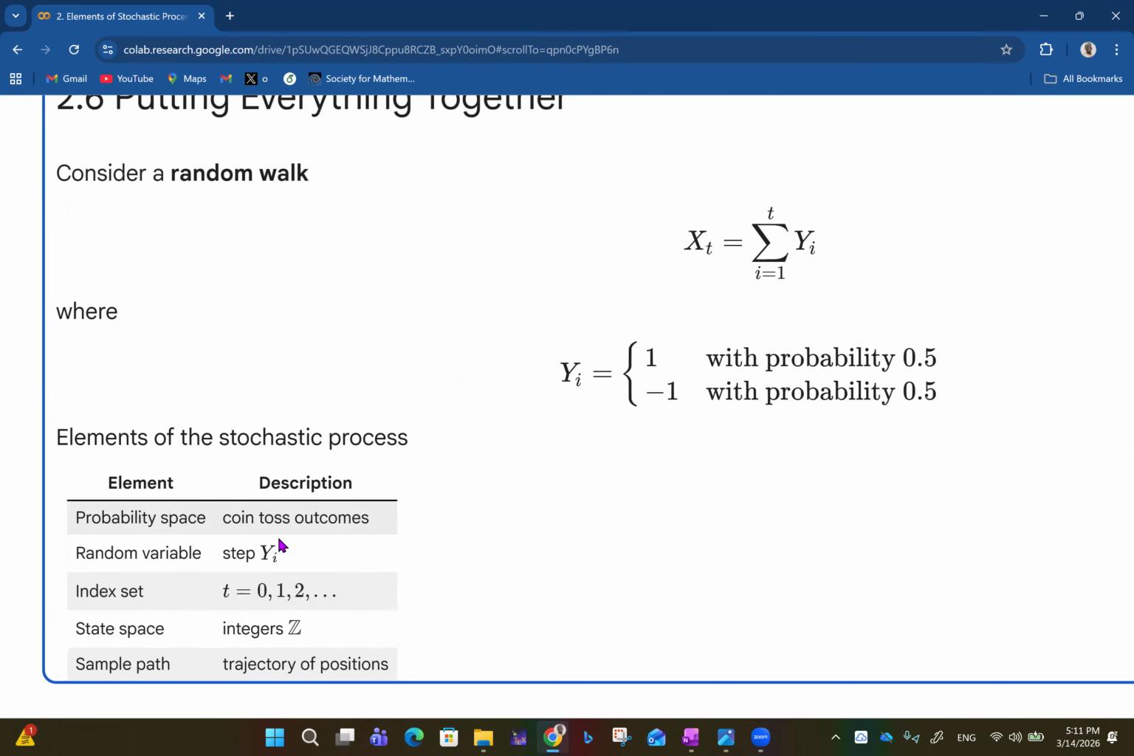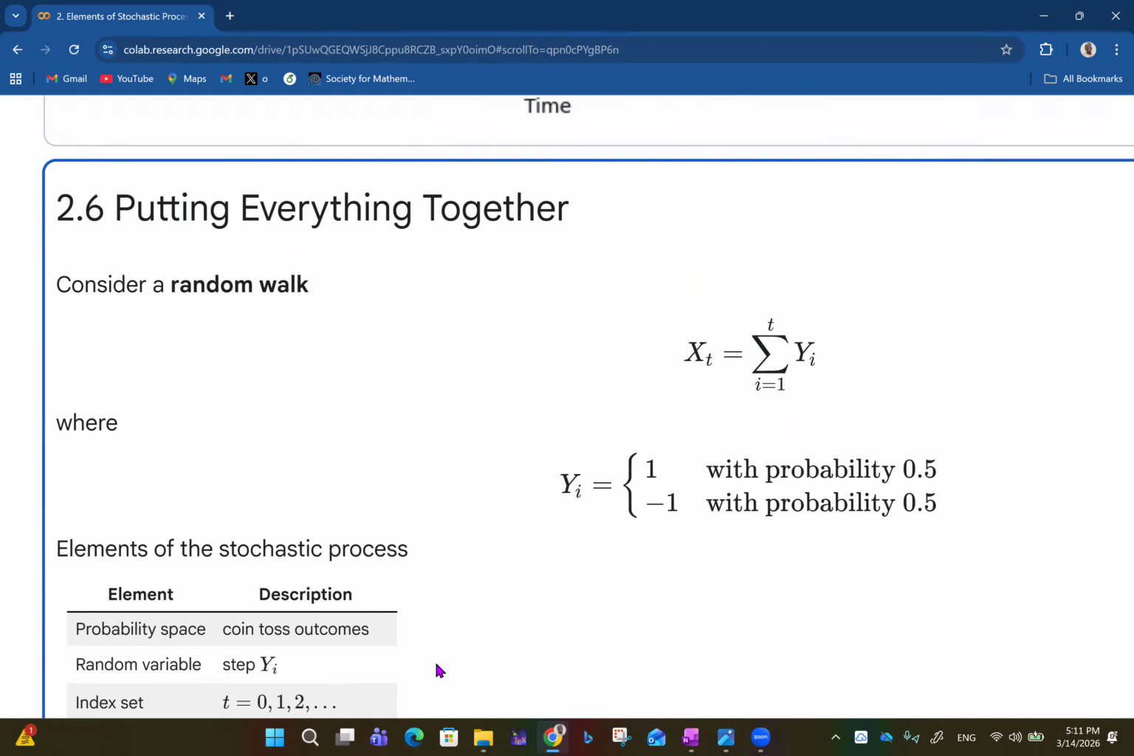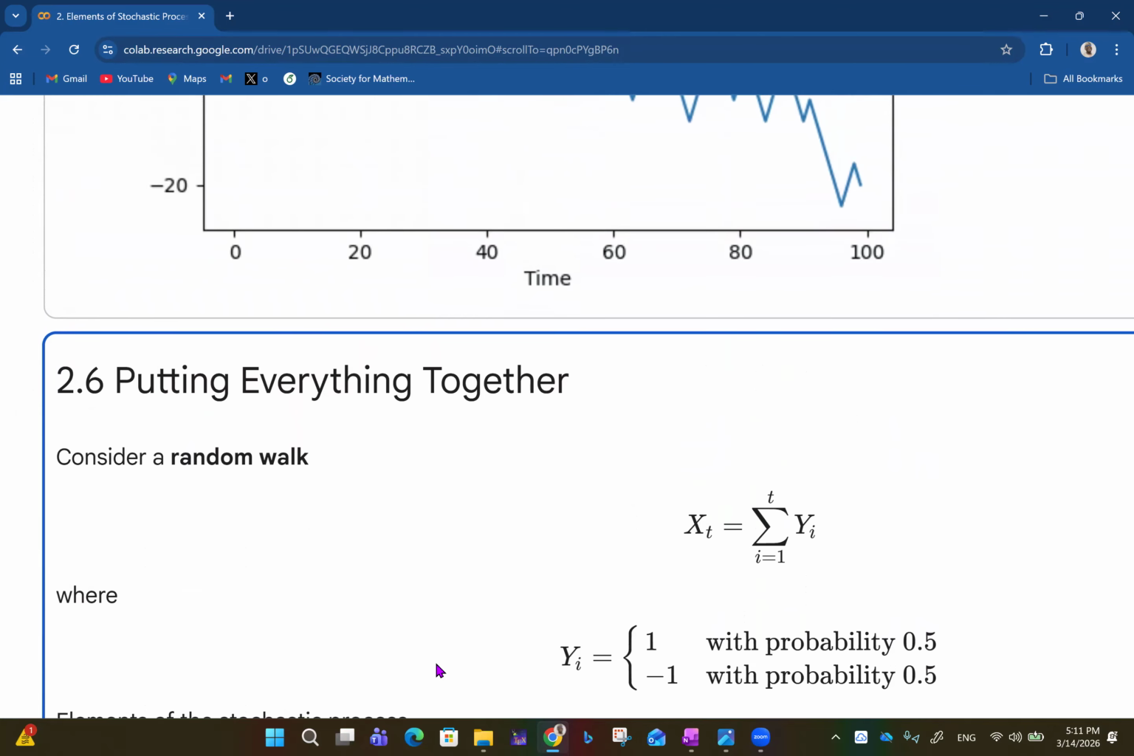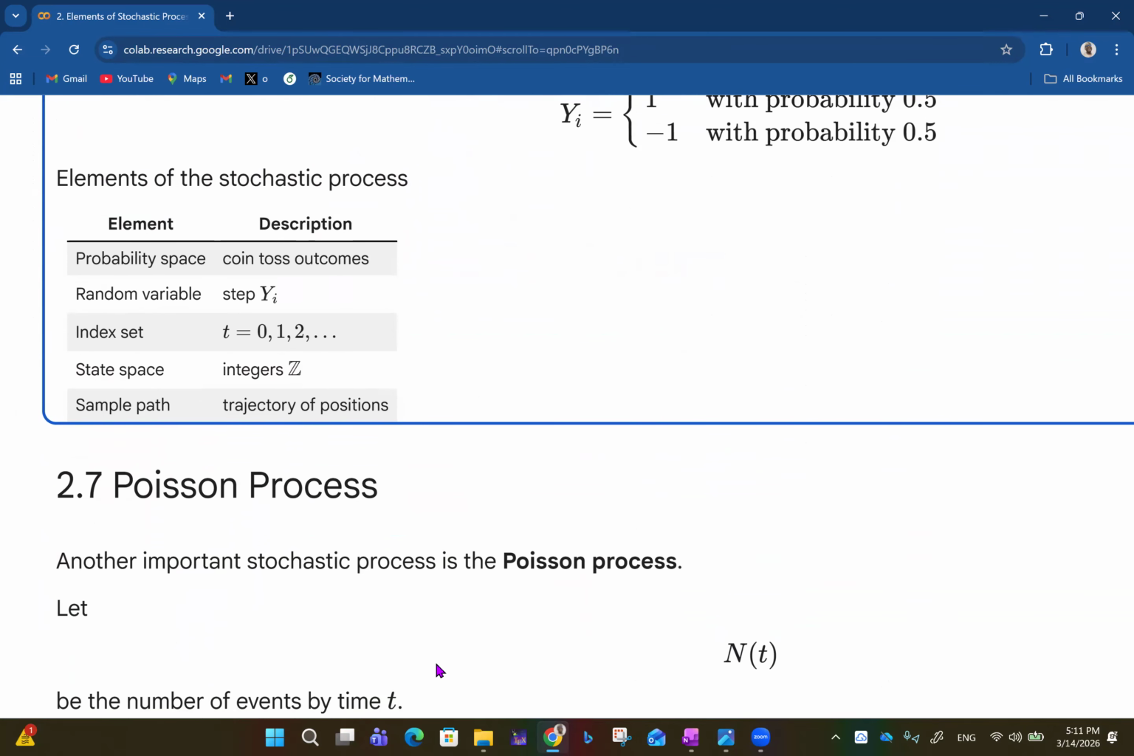You have the probability space, which can be coin toss outcomes. The random variable is the step yi. But your index set is time t, i equals 1 to t, that's t equals 0, 1, 2, and so on. Because we are using summation here, it has to be discrete like that. Then you have the state space, which is a set of integers. And then you have the sample path, which is the trajectory of positions like that. So that's us putting the whole idea together of the elements of a stochastic process.